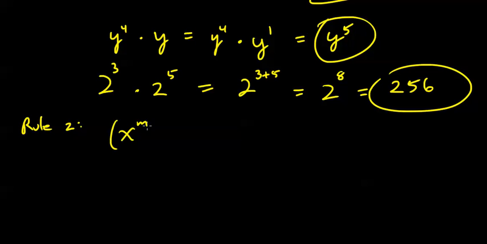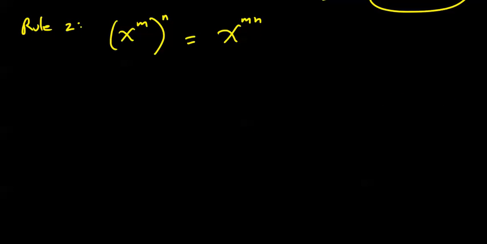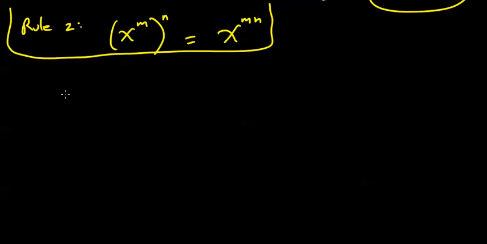Some books call this a power of a power. What happens when you've got an exponent expression raised to another exponent? As you probably know, you can simplify that expression by multiplying the exponents. Simple example of that. Let me circle this. This is going to be Rule 2.